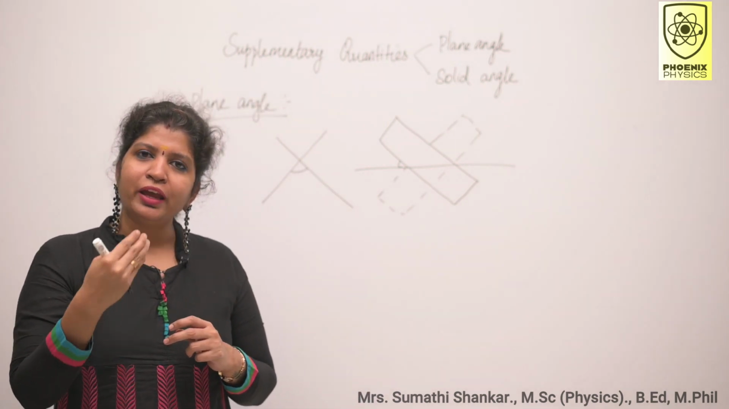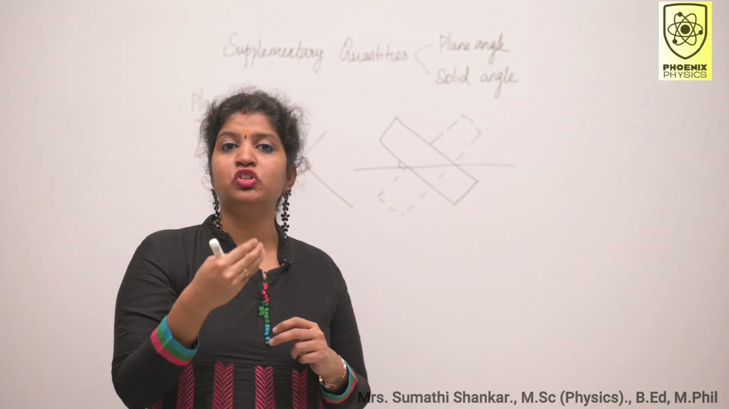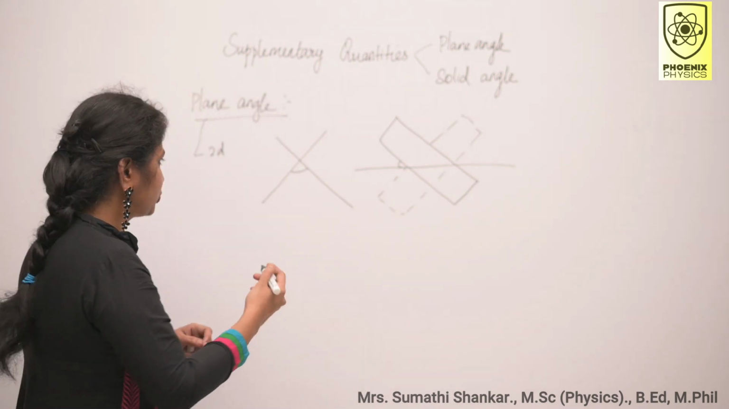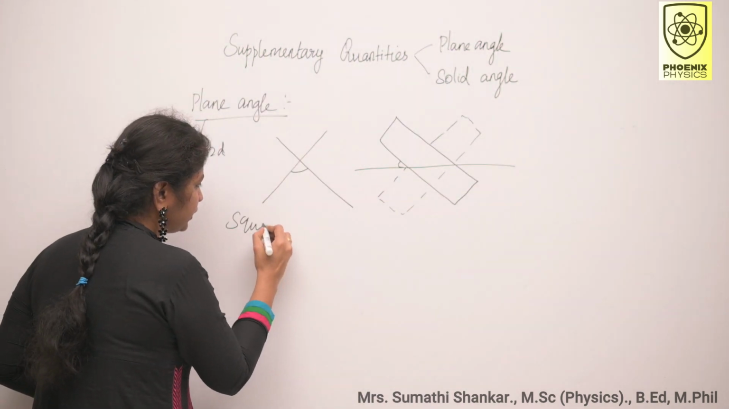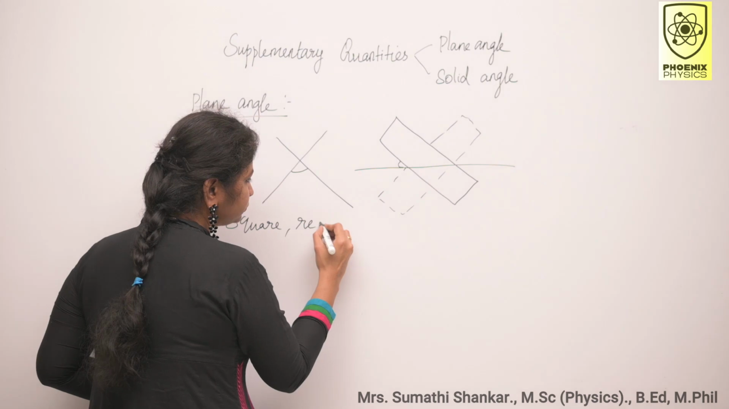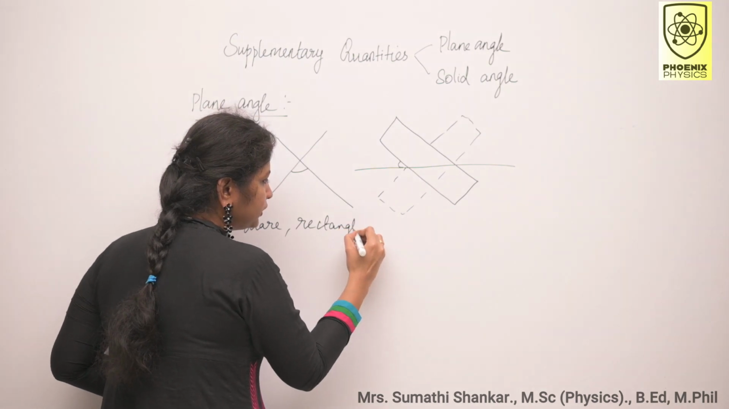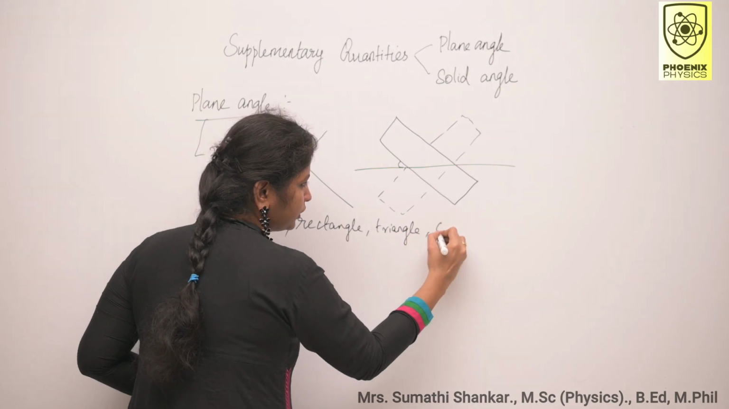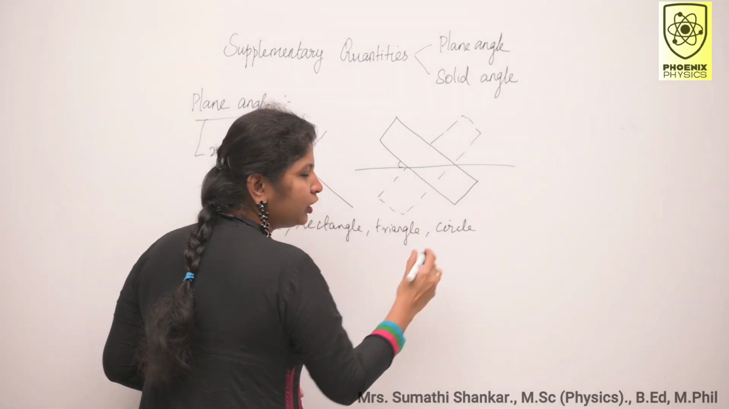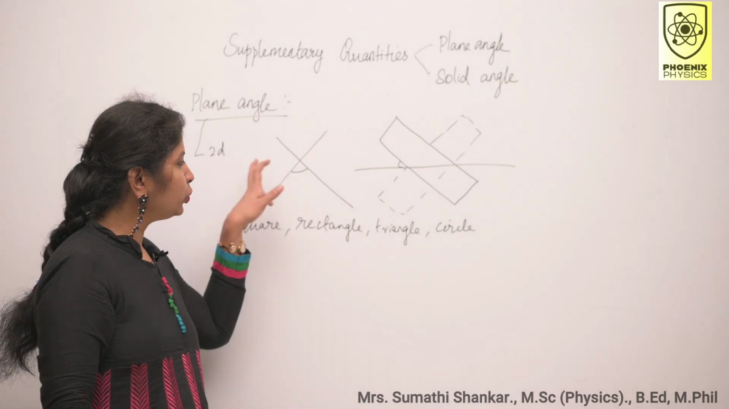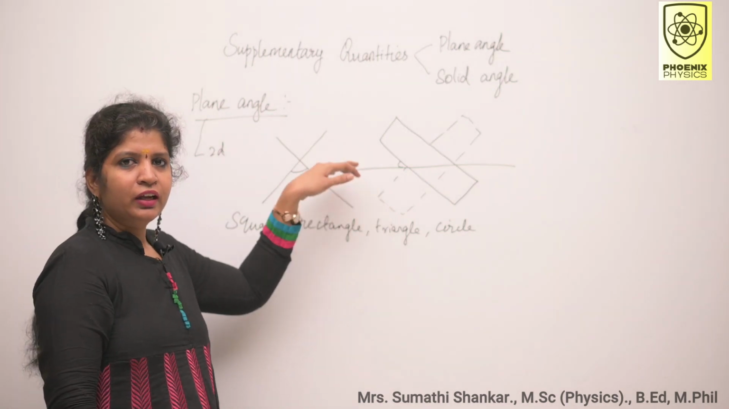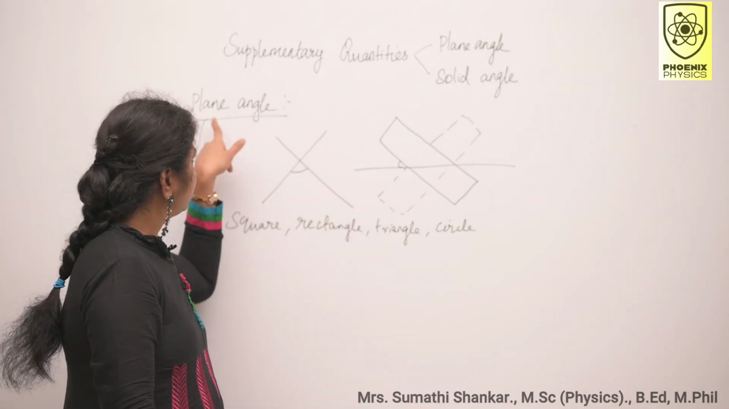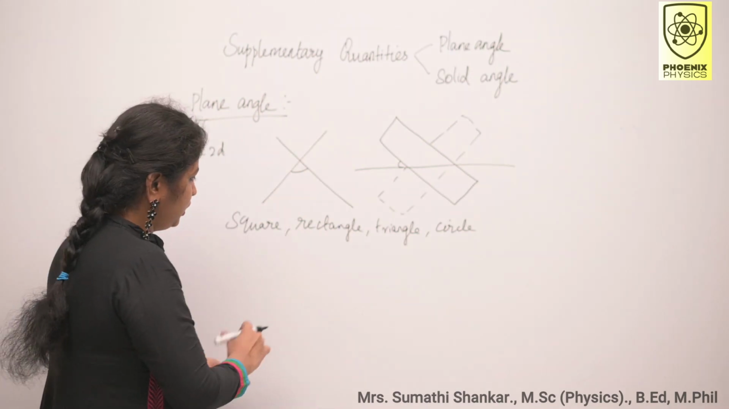Can you give some examples of two-dimensional shapes? Square, rectangle, triangle, circle. All are examples of two-dimensional shapes. Let me find out the plane angle.